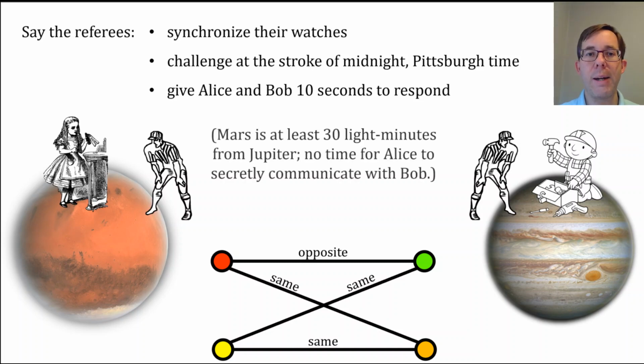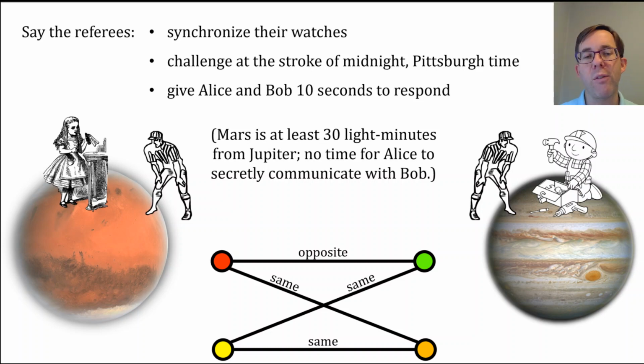And in fact, Mars is like 30 to 60 light minutes away from Jupiter, I think. So if Alice and Bob are required to respond by midnight plus 10 seconds, there's a window of 10 seconds during which they're supposed to give their responses to their challenge. But light takes 30 minutes to get between Mars and Jupiter, which means there's absolutely no way they could be secretly communicating.